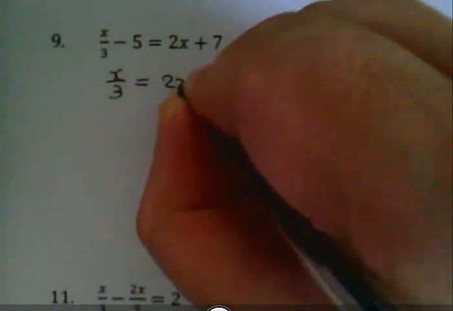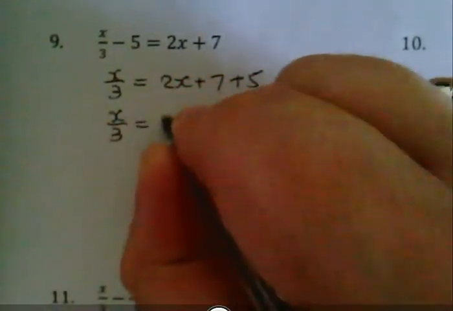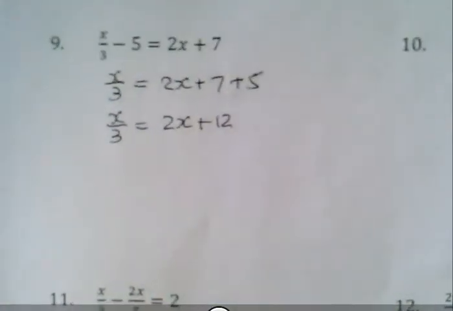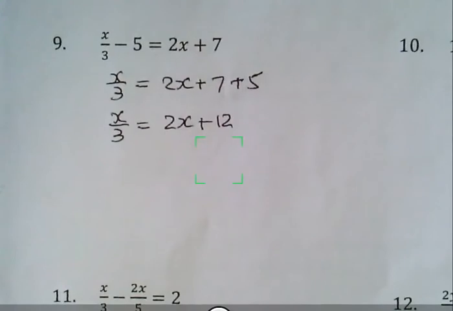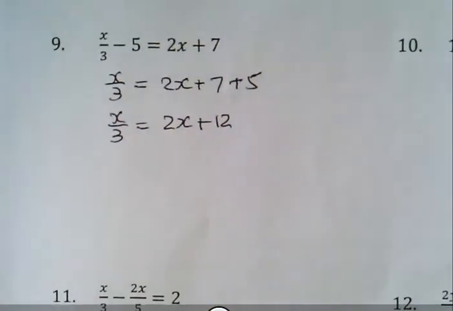So the first thing I'm going to do is keep the right-hand side the same, but this minus 5, inverse operation is plus 5. So I've got x over 3 equals 2x plus 12. This has already simplified this question a lot. Always, the first rule, numbers on their own belong together. The minus 5 should go with the plus 5.